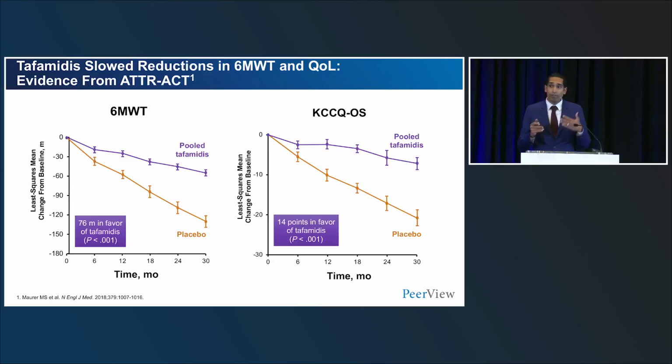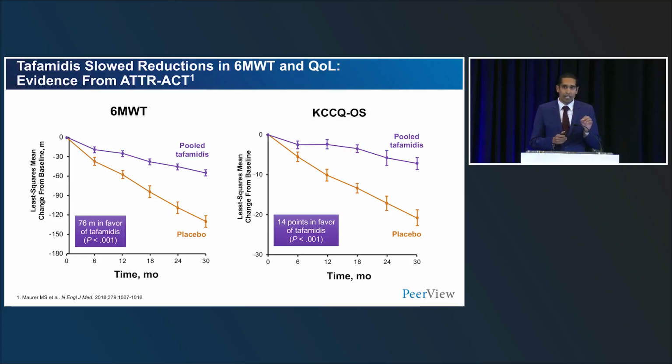So now we get to some of the function and feel endpoints. 6-minute walk distance and KCCQ: 76 meters in favor of tafamidis. You can see that the curves continue to diverge over time. In KCCQ, a 14-point favor for tafamidis. And that's huge, right? If we think about the minimum clinically important difference for KCCQ, that's typically around 5 for what most people consider to be clinically significant. So 14 points is a large improvement in quality of life.